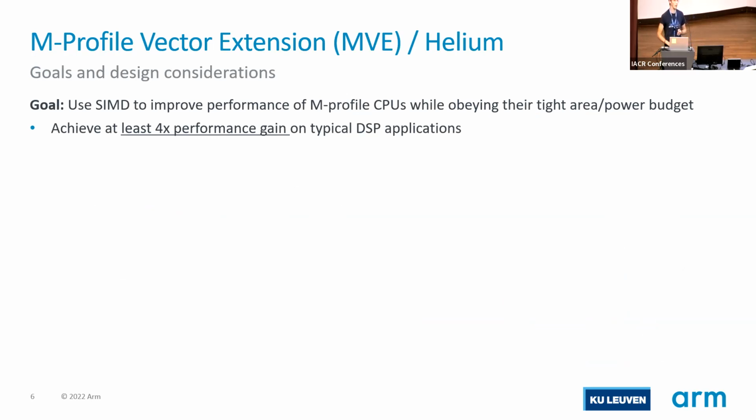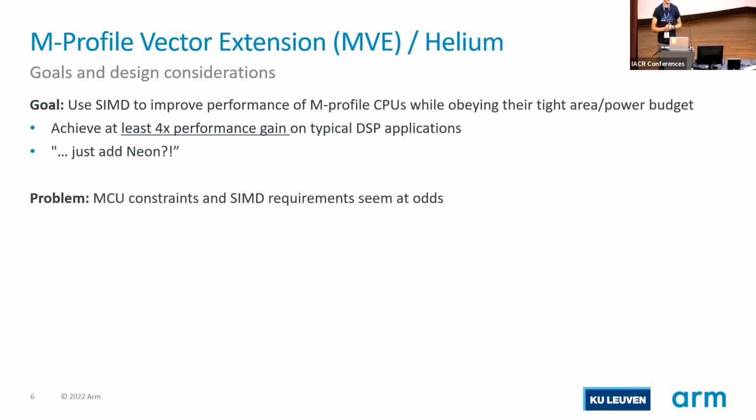signal processing applications. So at first you might think, why can't we just add Neon? So why can't we do what we did on the A profile? But if you think about it for a moment, it's not at all clear that this makes any sense, because it's kind of a high performance feature with high requirements that you try to fit on an embedded microcontroller.